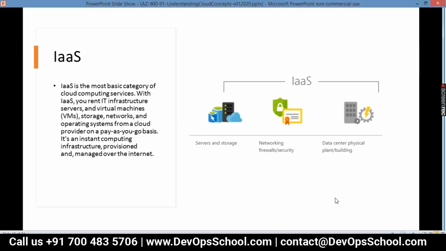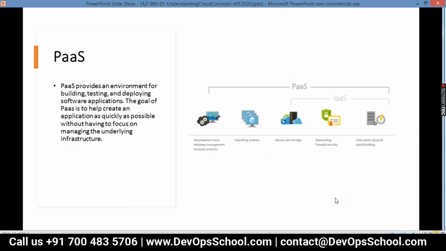Now infrastructure as a service, after that we are going to discuss platform as a service. So what is platform as a service? It is a kind of environment for building, testing, and deploying software applications. Okay, so this is a particular environment. Platform as a service is building an environment on the cloud so that we can do our work, whether it is testing, development, or deployment.